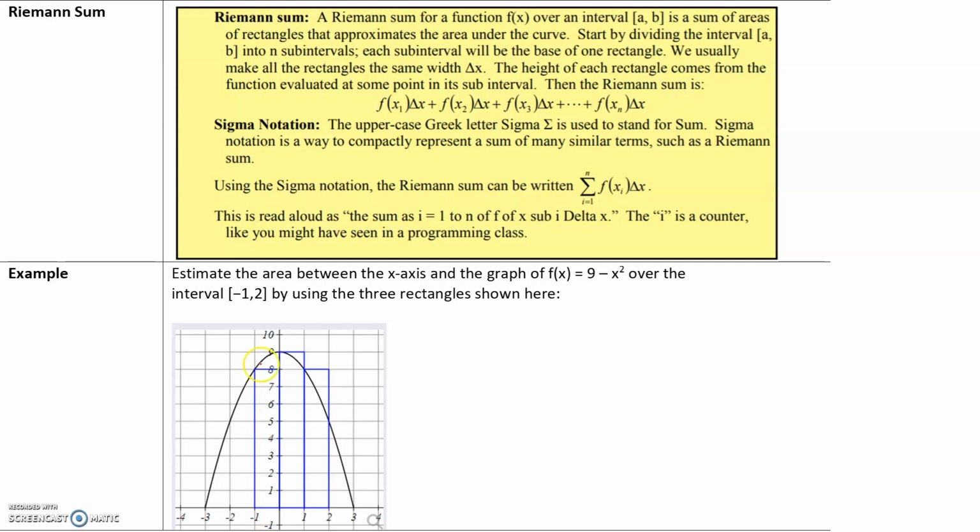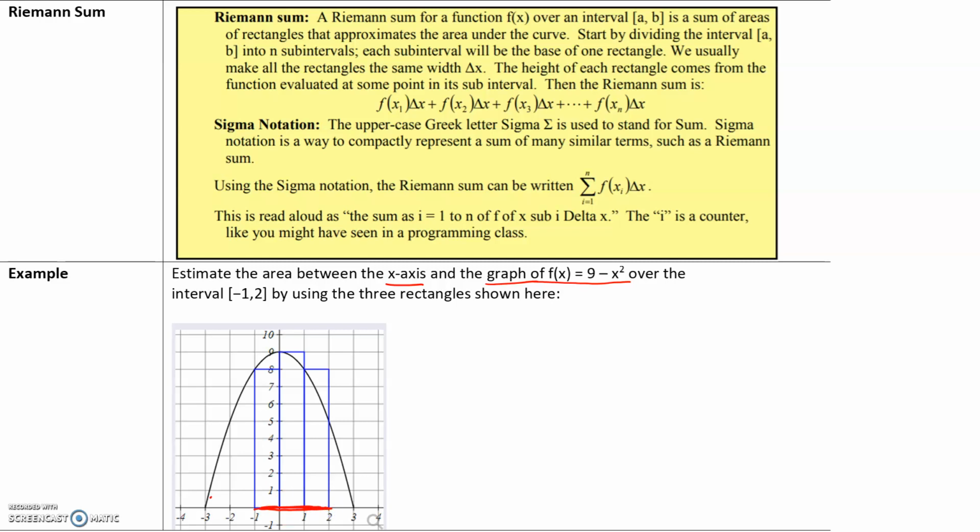Let's say we want the area between the x-axis and the graph of y = f(x) = 9 minus x squared, which is graphed here, over the interval -1 to 2. So we're going from x equals -1 to x equals 2. So here's what we do for a Riemann sum.